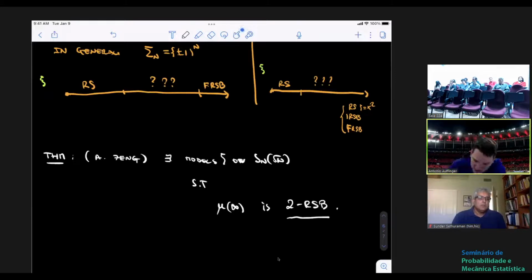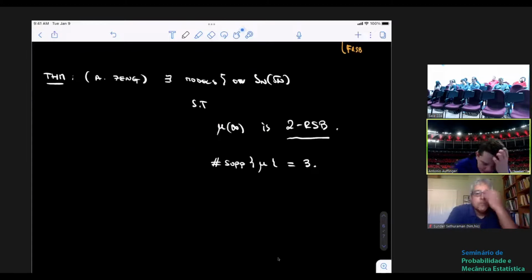Okay, what is 2 RSB? It means that the number of points in the support of this measure is equal to 3. Okay, so that was sort of surprising. And once you have 3 points, then you can have 7, you can have 23. We expect that anything could happen in the spherical case.